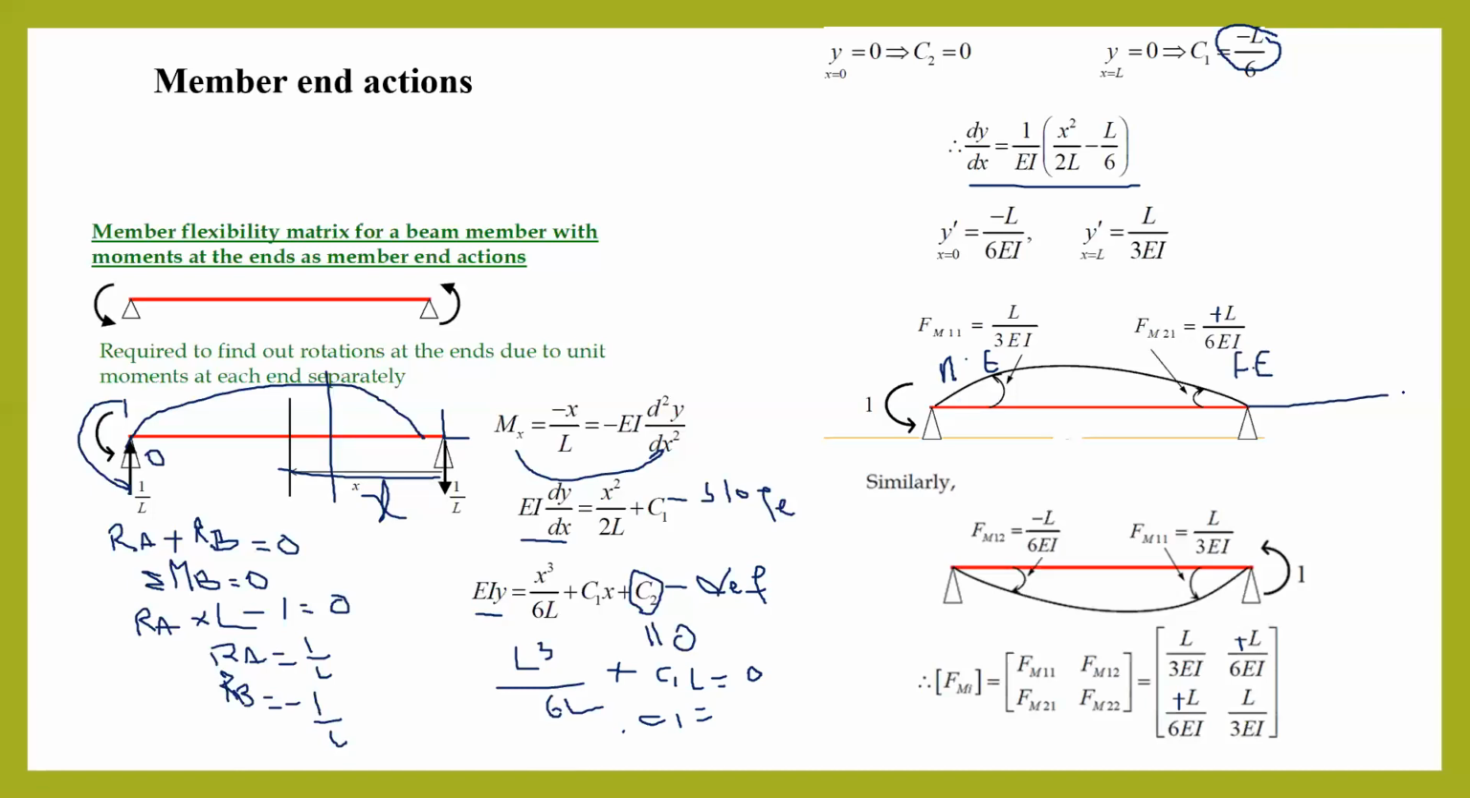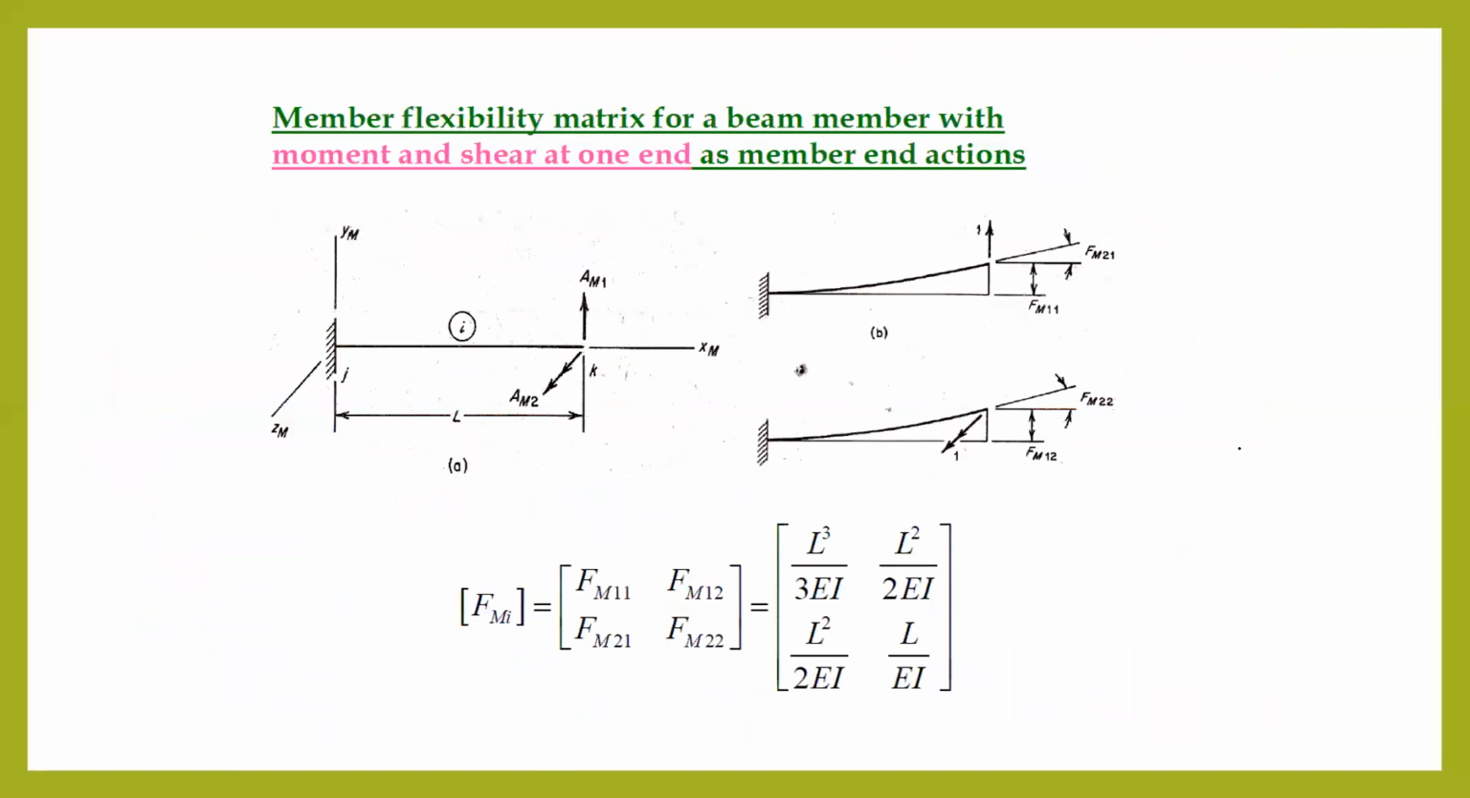When we have two members, if this is considered, we have L by 3EI plus L by 3EI. 2L by 3EI we will get. Okay. So similarly, as we have done for earlier case, if you are trying to choose both moment as well as shear or reaction as your redundant, then this is your flexibility matrix. We have already derived it in the previous slides.